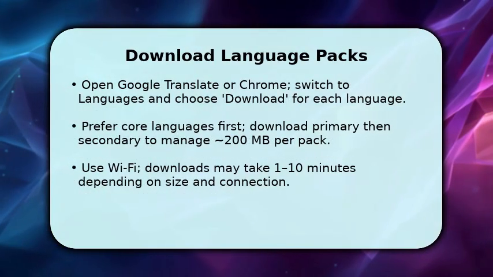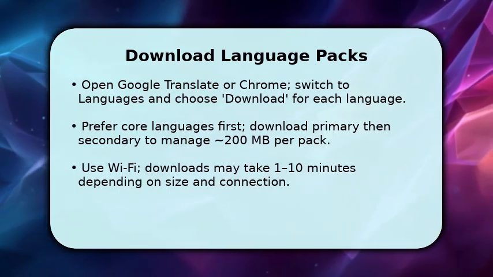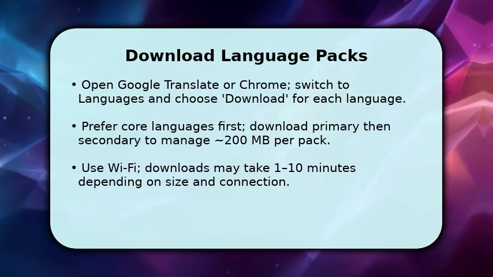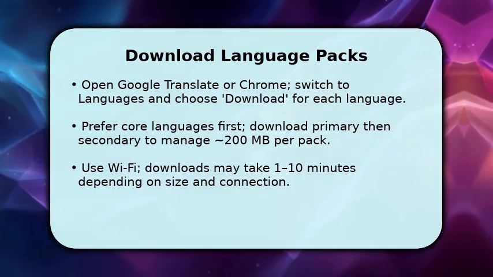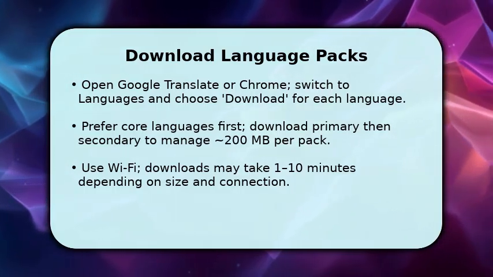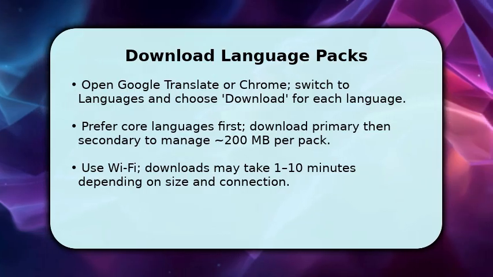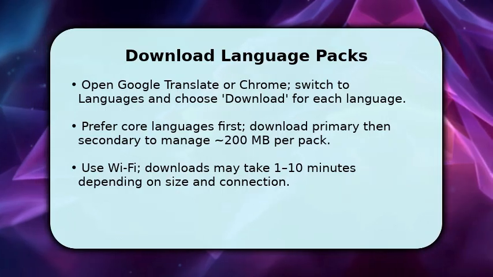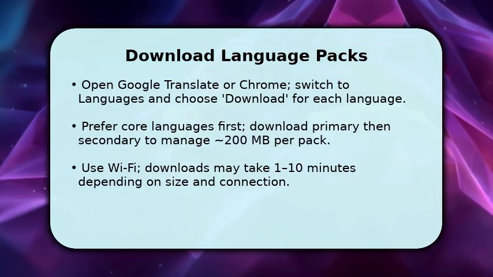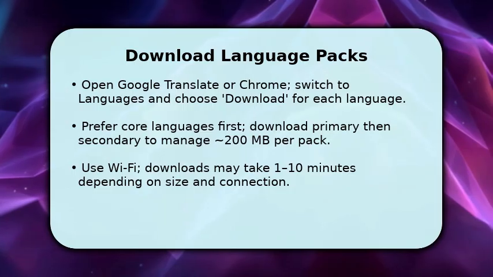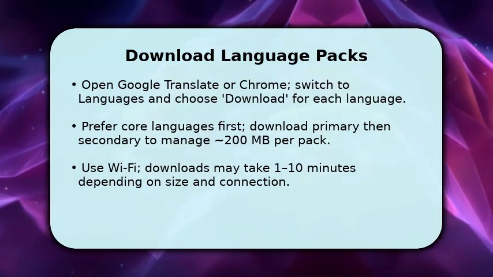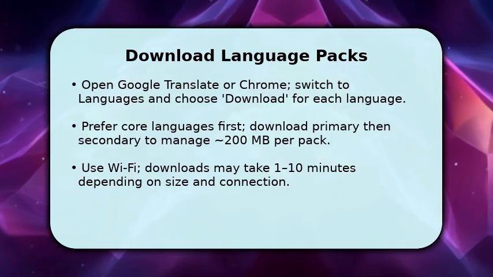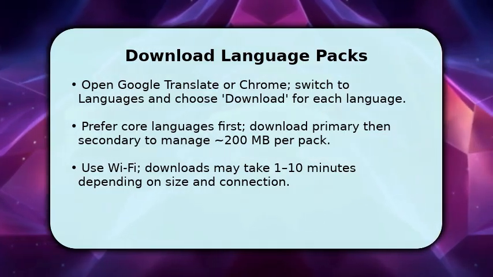Now download the actual language pack so Translate works without the internet. Open Google Translate, or in Chrome go to the Translate settings, then select Languages and tap Download next to each language you need. Start with your primary languages to save time, then add secondary ones as needed, since each pack is about 200 MB. Use a stable Wi-Fi connection because files can take 1 to 10 minutes depending on speed. After the downloads finish, make sure the app lists them as available offline.